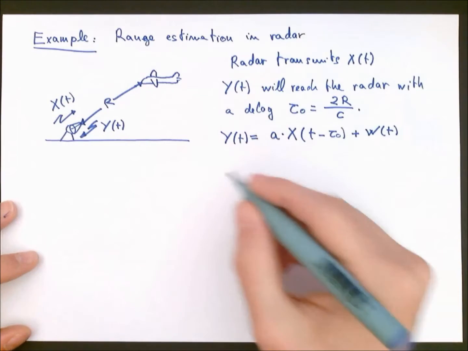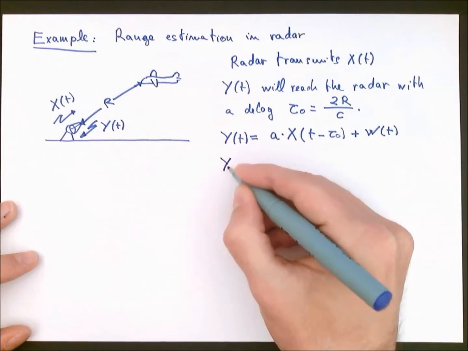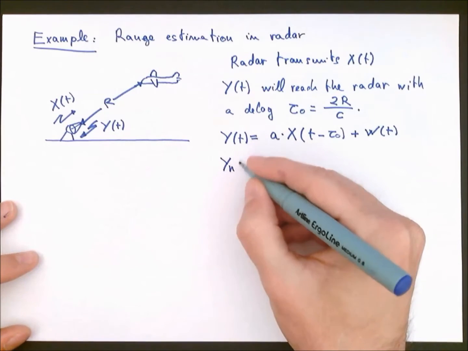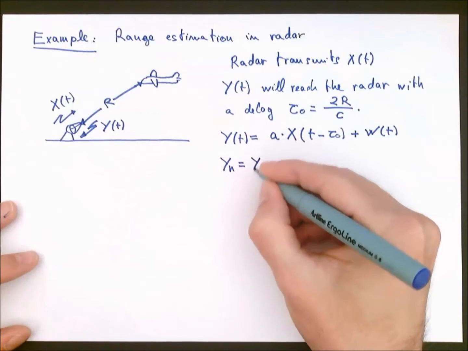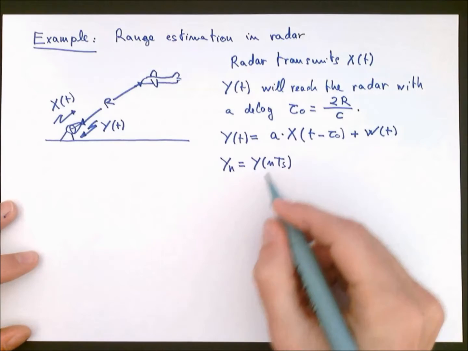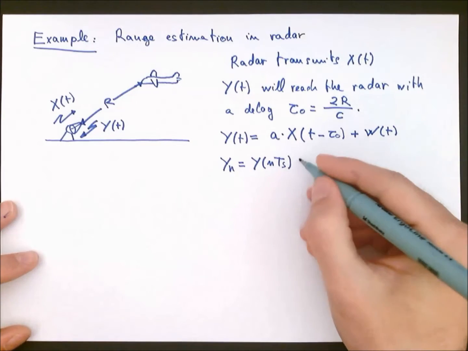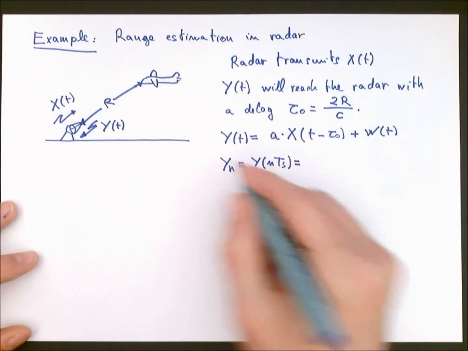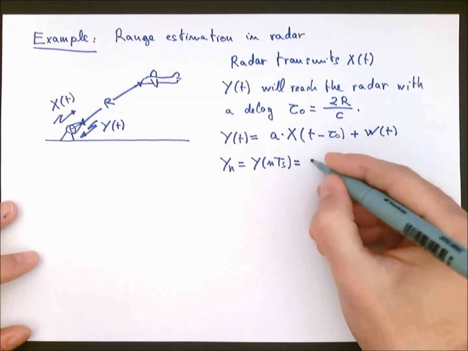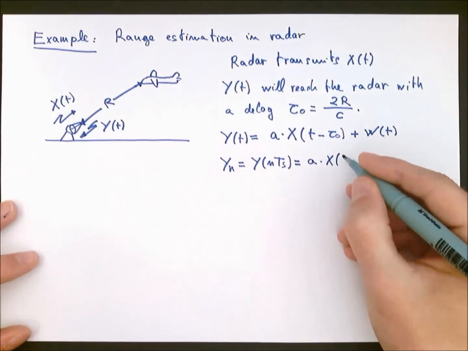When this signal reaches the receiver, typically before processing, it will be converted to digital by means of sampling. So if we assume that the radar samples the received signal at a sampling period of Ts, we can describe the samples of the received signal by the radar as just a sampled version of signal y.